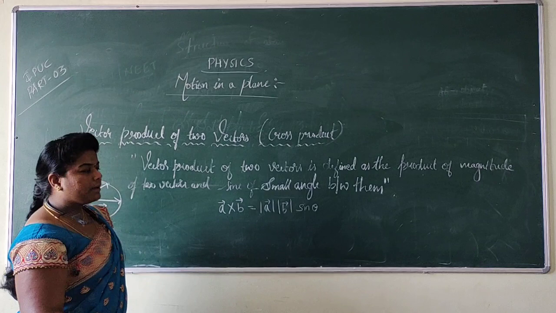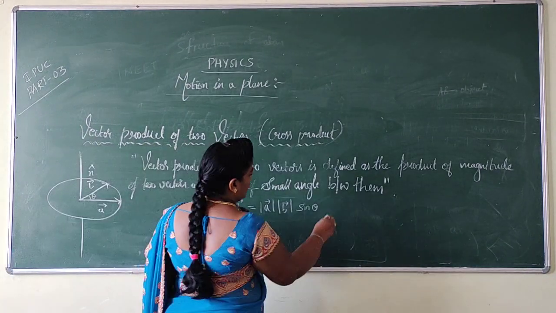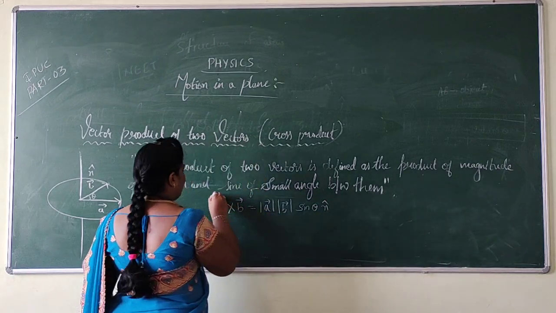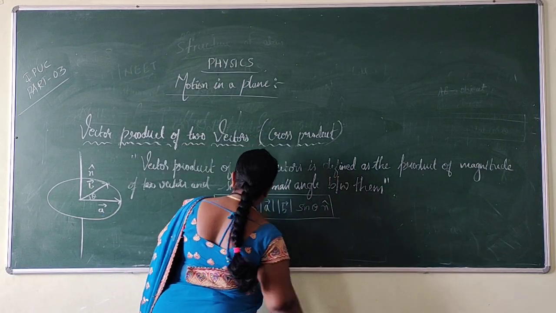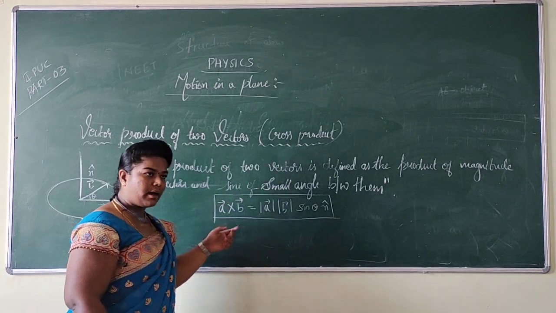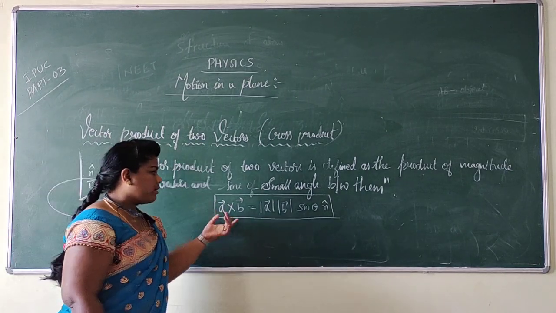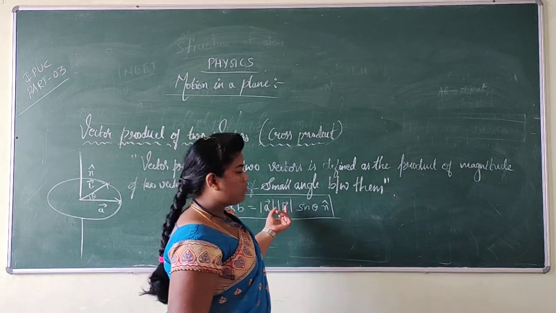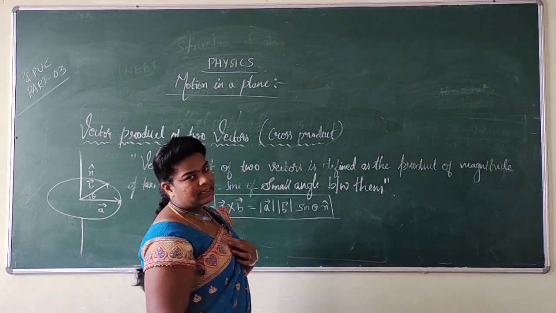We should not stop here. For these two vectors, we have an angle, and the unit vector, which is represented by n cap, is perpendicular to these two vectors. So the vector A cross B can be defined as the cross product of two vectors, and A cross B can be written as the product of the magnitudes of the two vectors into n cap into sin theta.